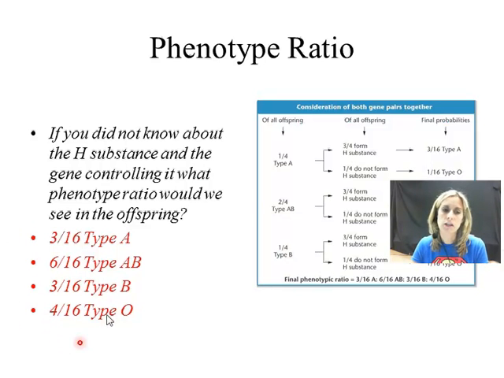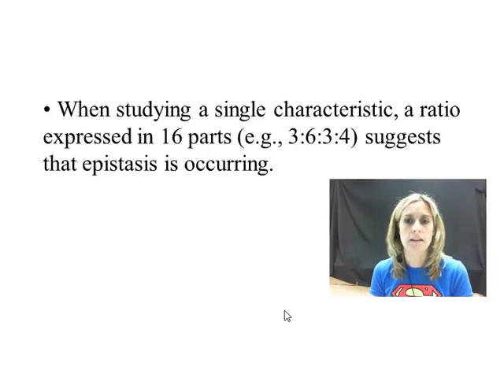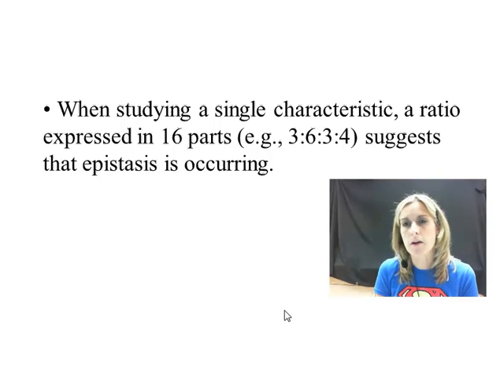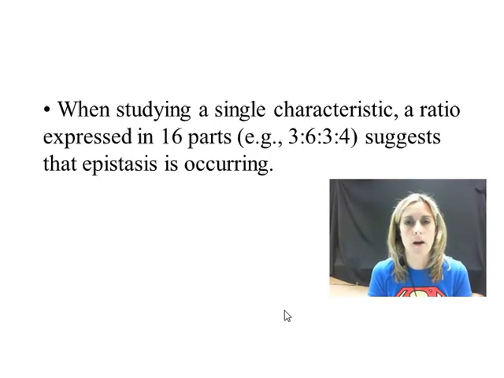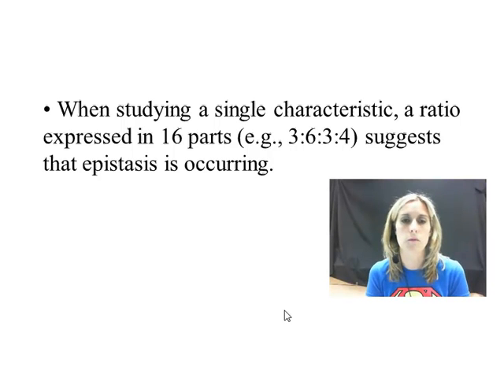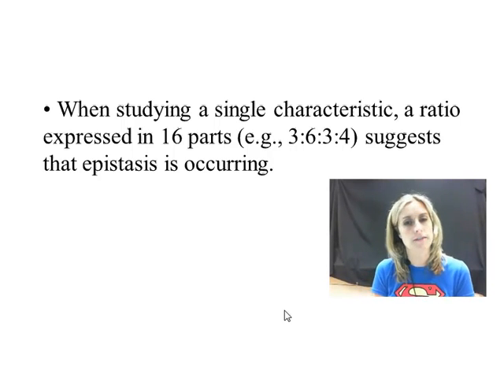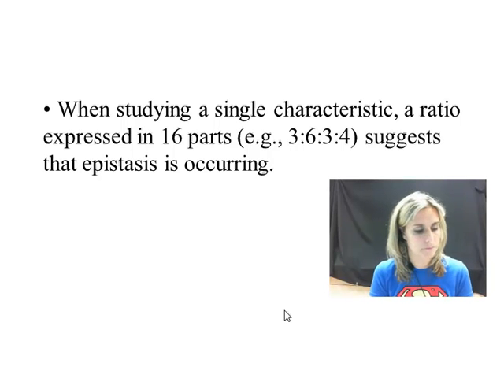And that's a ratio that gives us a clue. Anytime we see this kind of ratio in the phenotypes of our offspring, we need to think automatically, ooh, this might be epistasis. So that's one of the things I want you to take a second and write down. Whenever you see a single characteristic, but for some reason the ratio is showing up in 16 parts with a 3 to 6 to 3 to 4 ratio, you should think to yourself, epistasis is occurring.